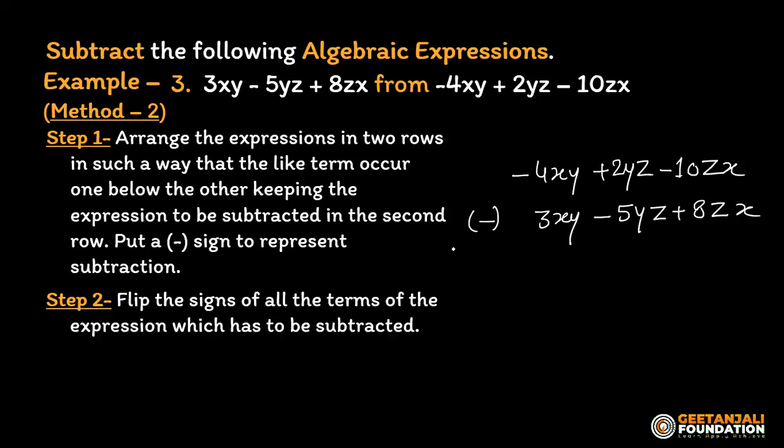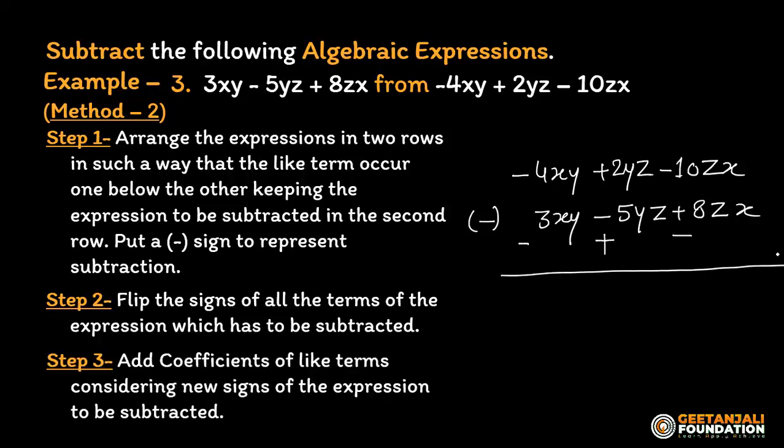And in the next step, we have to flip the sign of all the terms of the second expression. So this plus will become minus, this minus will become plus, this plus will become minus. And finally, we will add them considering their new signs. So minus 4 minus 3 will give you minus 7, minus 7xy. 2 plus 5 will give you plus 7, plus 7yz. Minus 10 minus 8 will give you minus 18zx. So this way you can subtract expressions.